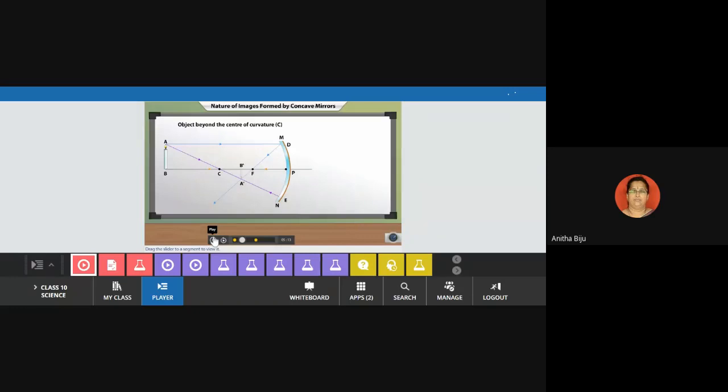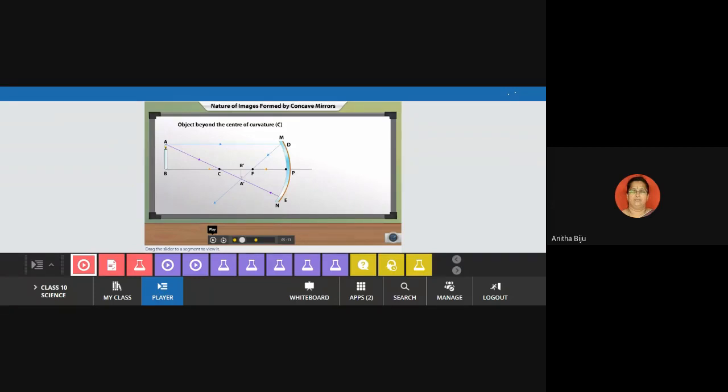So you can draw the diagram. It will not take much time. When you draw the diagram in this way, you can learn it simultaneously. You can make two rays. One ray is parallel to the principal axis; after reflection, it passes through the focus. The second ray passes through the center of curvature; after reflection, it passes through the same path. These two rays intersect at a particular point, and there we get the image.